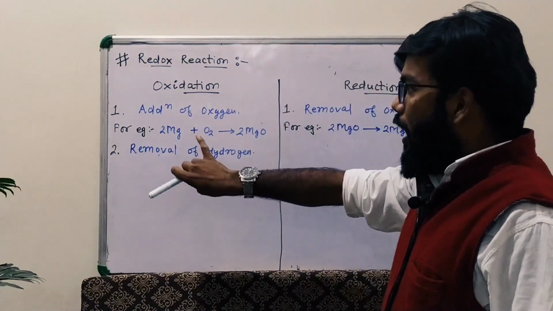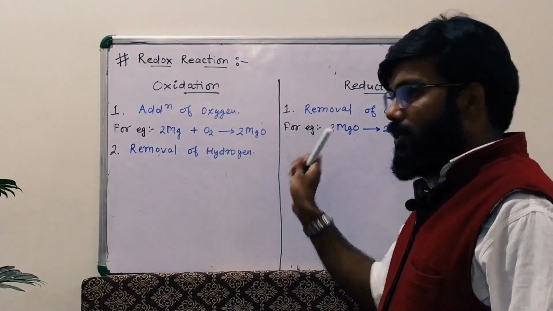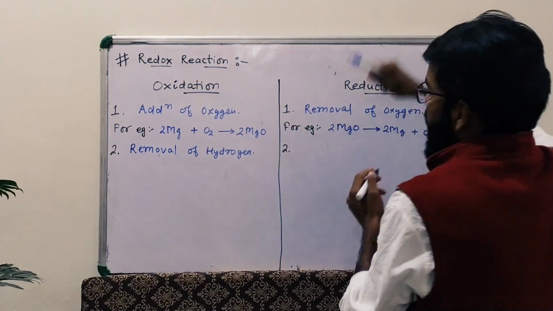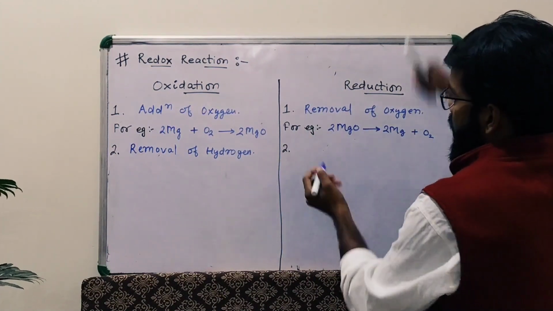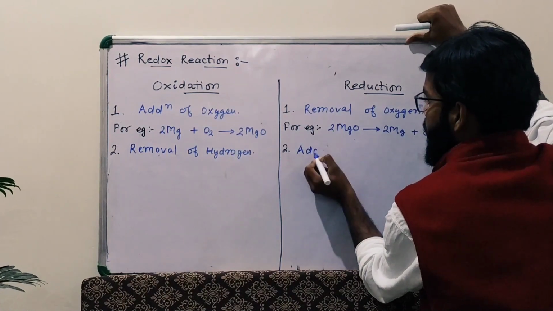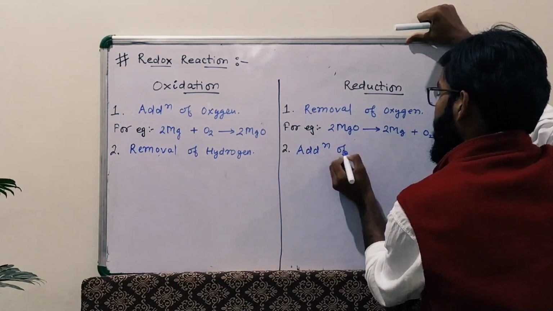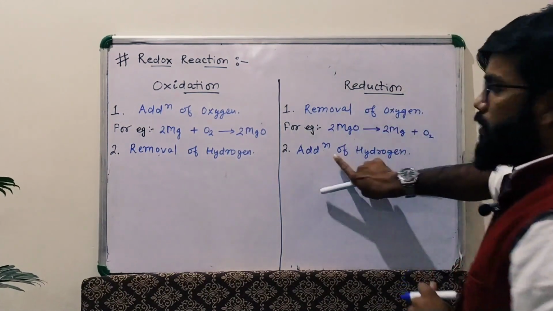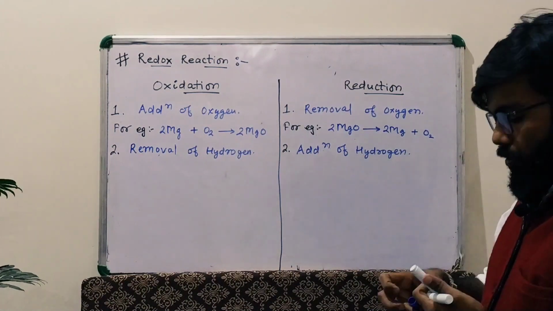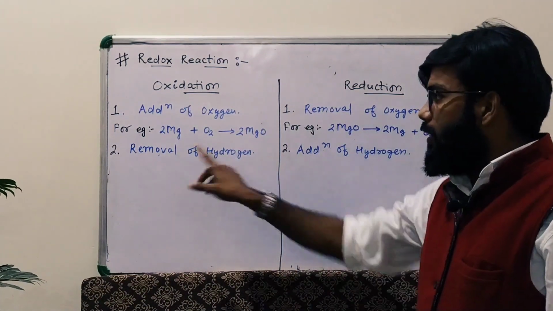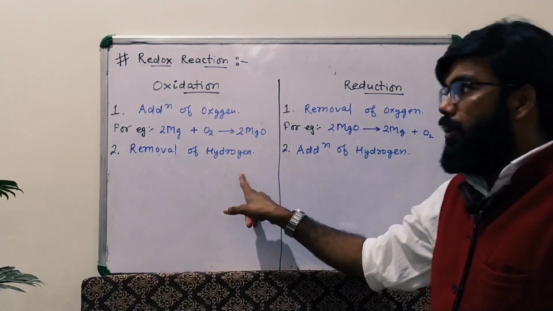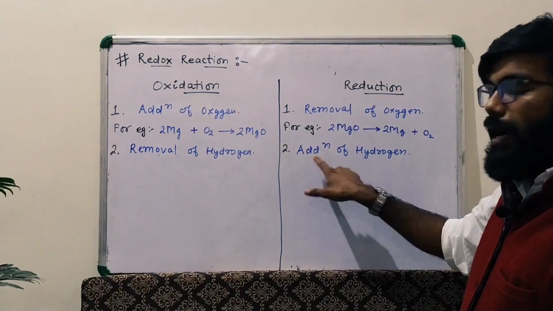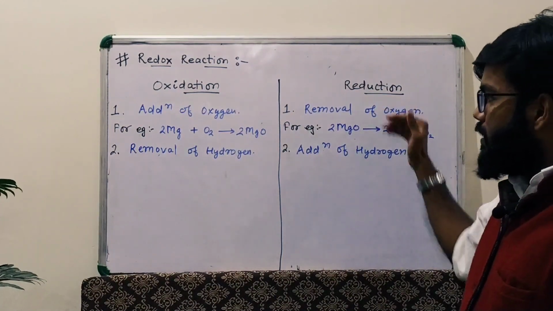And I told you oxidation and reduction are just opposite, so it will automatically mean that reduction will be addition of hydrogen. Because I told you they are opposite to each other. If here I am saying removal of hydrogen in oxidation, then it is automatically understood reduction means addition of hydrogen. So this was the second difference.